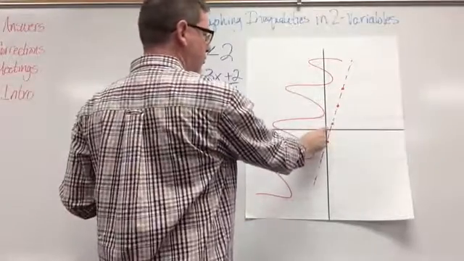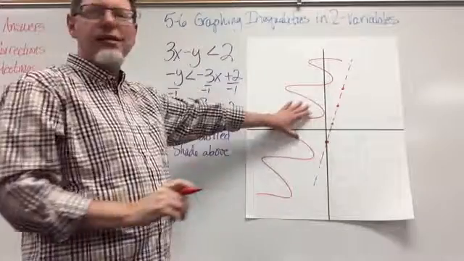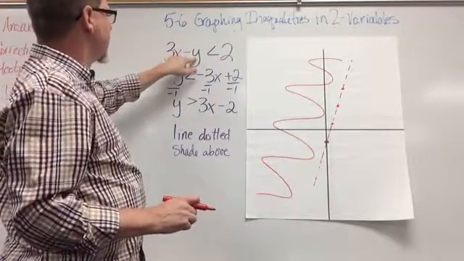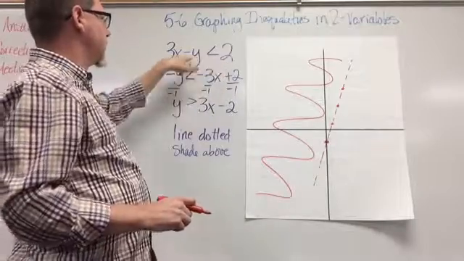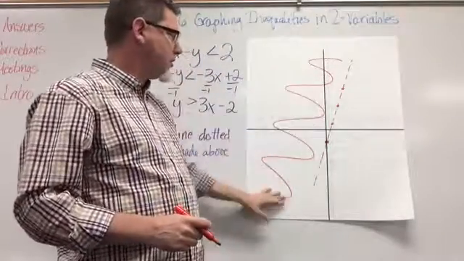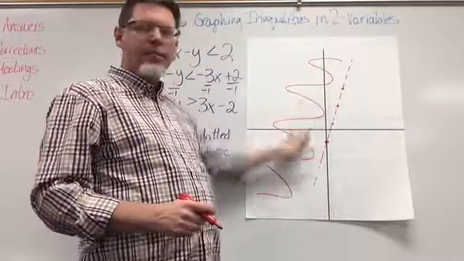Now let's test it just to make sure. 0, 0, the origin, is on the shaded side. So let's plug in and see if that works. 0 minus 0 is less than 2. Is 0 less than 2? Absolutely, so I shaded the correct side. So all of the solutions are in this shaded area.